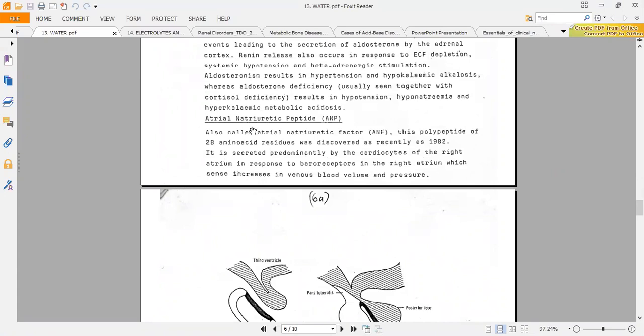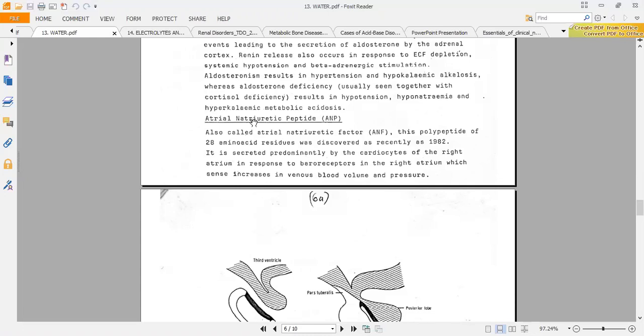That's why the term natriuretic is there, okay. If you hear the term diuretic, it means that you are urinating a lot. But when you hear the term natriuretic, it means that you are excreting or bringing out a lot of sodium. Good. So this peptide is very important.